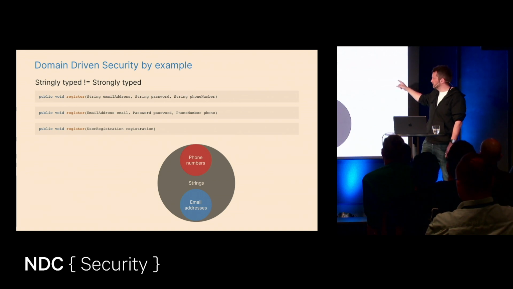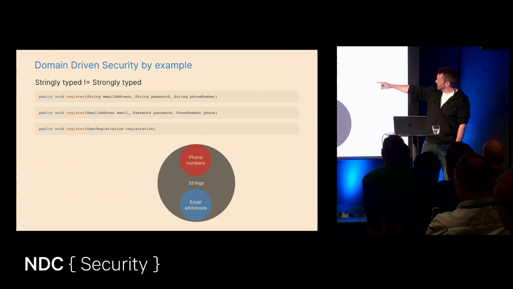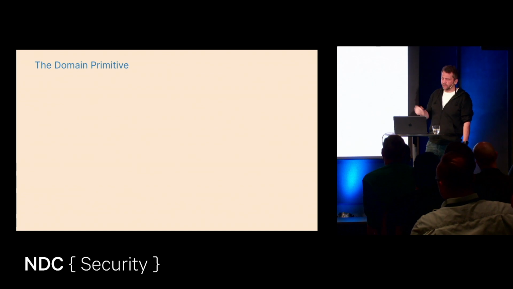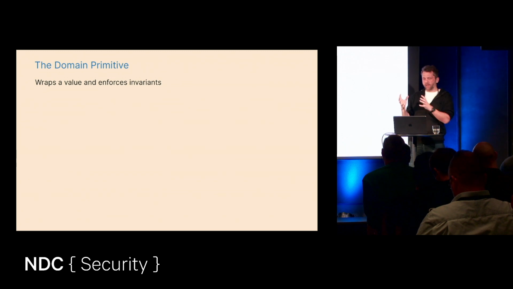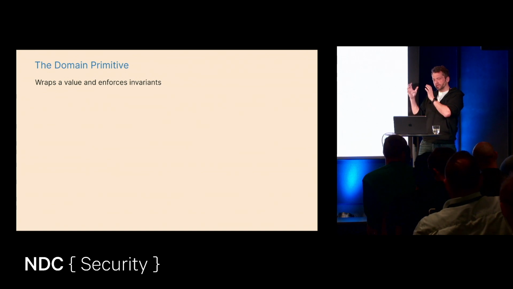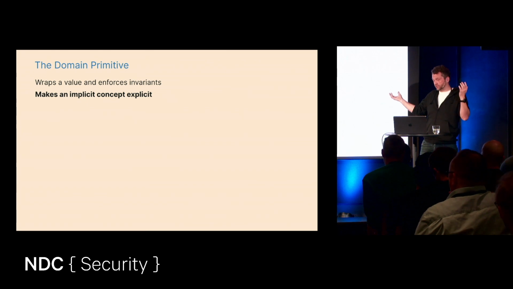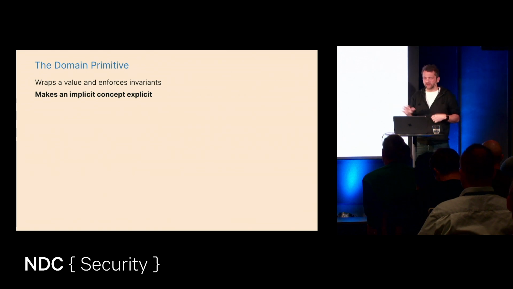Okay. But if we look at the center one, so we have something called an email address. We have something called a phone number. This is what is called a domain primitive. So we take a value and we wrap it in a class. And the point of this is that the class can enforce rules. So we take an implicit concept, which was a string, and we now make it explicit. So we have an email address instead of a string email address. We now have a proper email address or a phone number.